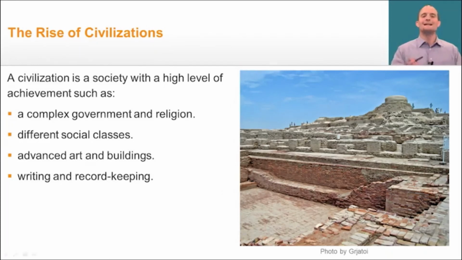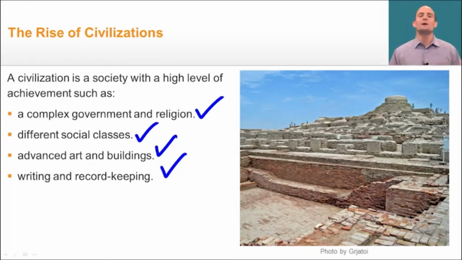So civilization, that's a society of a high level of achievement. So you've got to have a few of these things to be called a civilization. For example, you must have a complex government and religion. You also must have different social classes, like kings or queens and servants and soldiers, those different social classes. You also need advanced art and buildings. And finally, you need writing and record keeping as well, a system of writing.